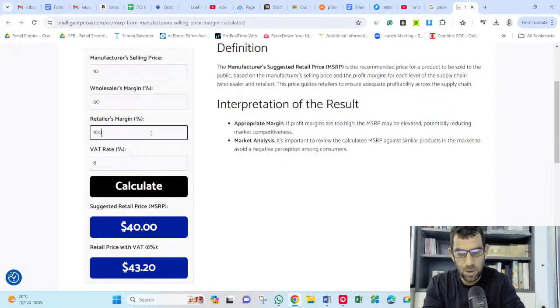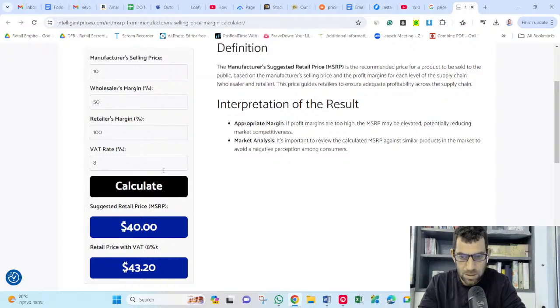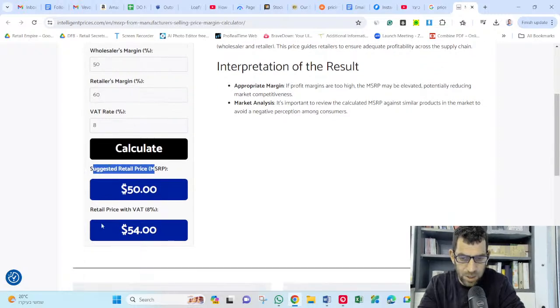Now, if they want to make 100%, it says that it's invalid, and it makes sense. So let's say they want to make 60%. Then if they need to make 60% and you need to make 50%, that's going to be $50 MSRP. This is the retail price. Okay, I'm ignoring the price with VAT right now. I'll talk about it in a second.